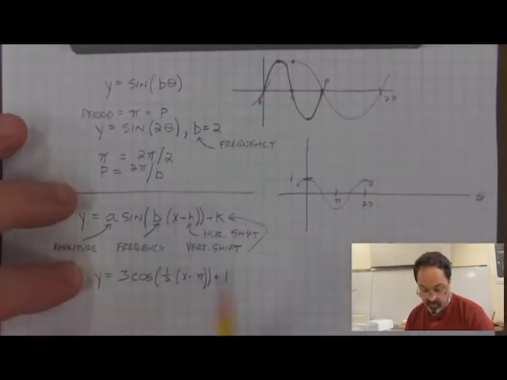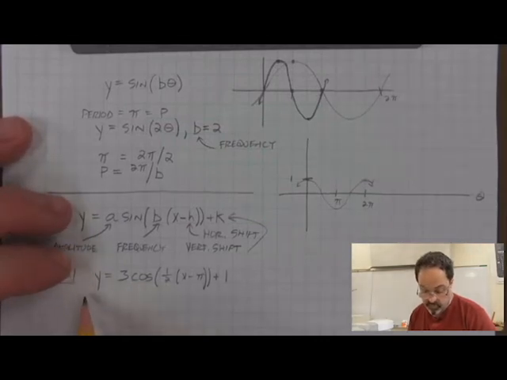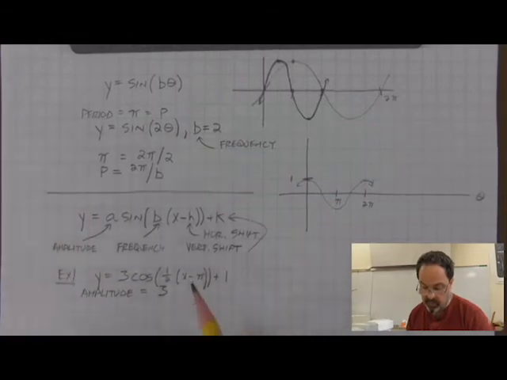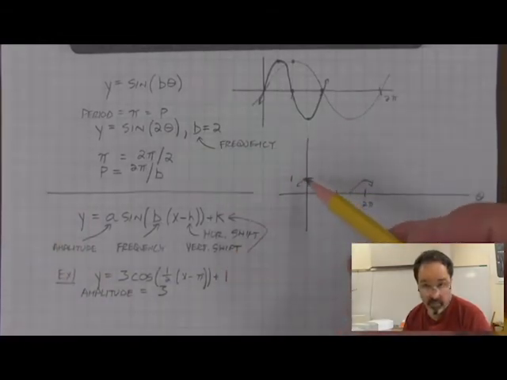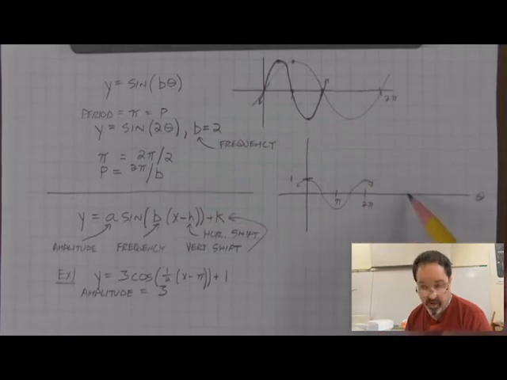In this equation, I can observe that the A value, what's multiplying cosine, is the amplitude. We have an amplitude of 3. That means that the wave is going to go up, come back down to the midline, and go down, come back to the midline, and those distances up and down are going to be a measure of 3.